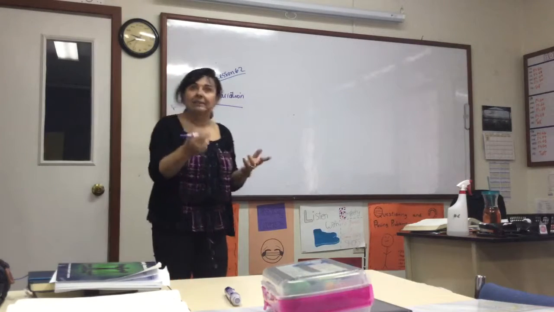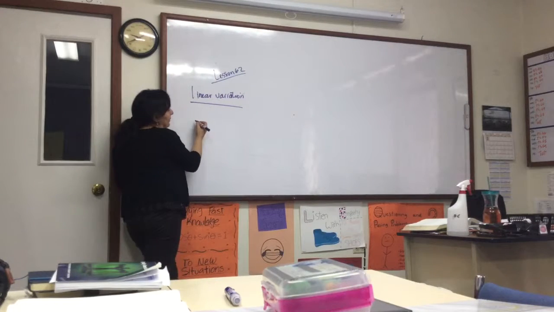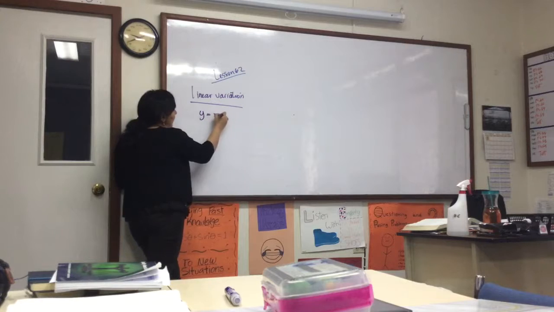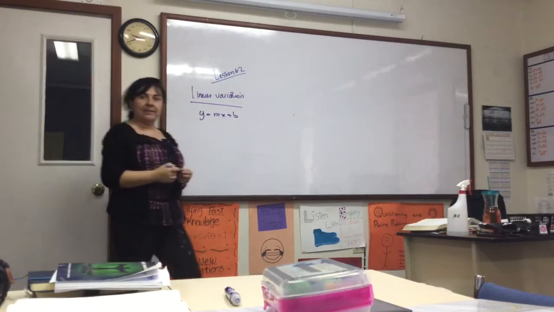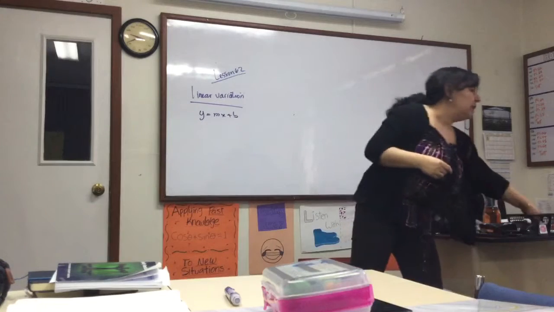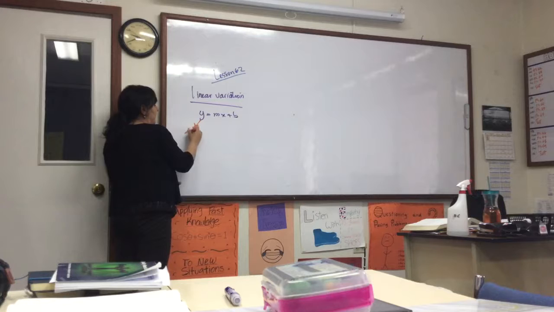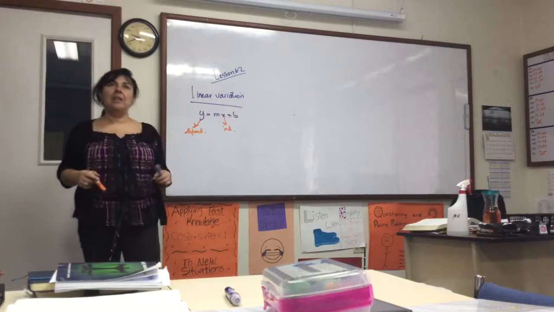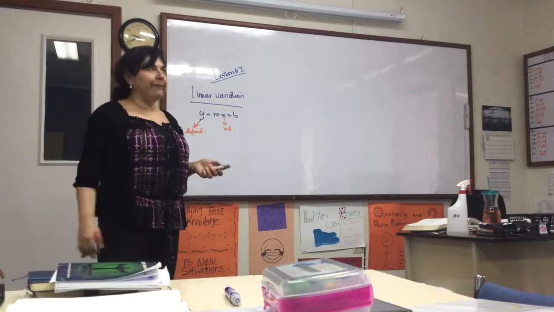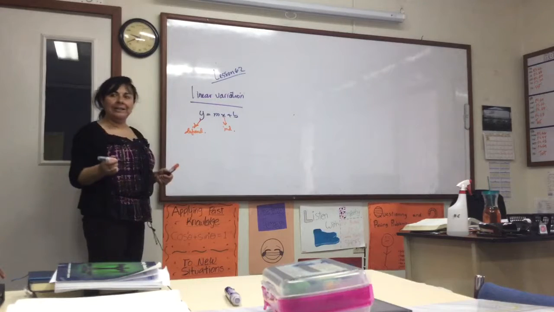Okay, thanks. Okay, linear variation. You have y equals mx plus b. We know that the x is independent, right? You choose that one. And the y depends on the x. So this was the dependent variable. And this one's the independent variable. Now, let's say instead of calling it y, we call it calories.